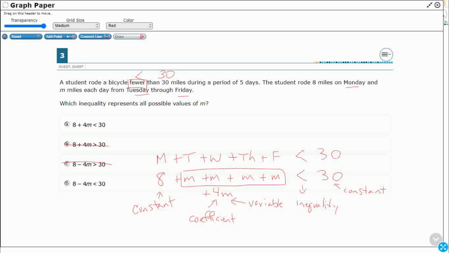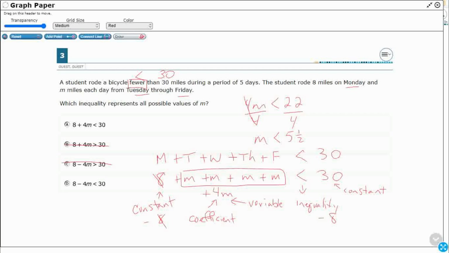So we've got a few different options here. If we wanted to figure out what M could be, we could solve for that. We could use the properties of equations and do the same thing on both sides of this inequality. We can subtract 8 from both sides, and that would get rid of that. That would give me 4M is less than 22, and then we would just need to divide both sides by 4. So that's going to be 5.5. Anything less than 5.5 miles is going to get us what we need.